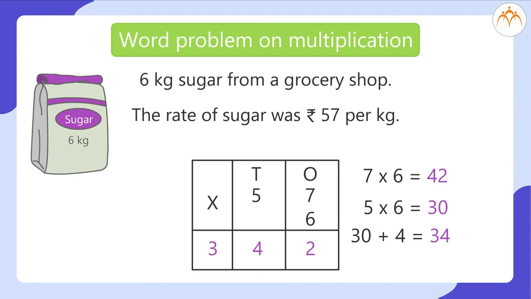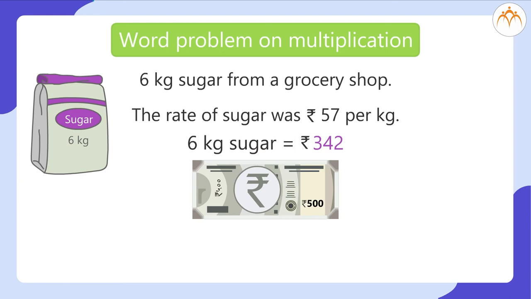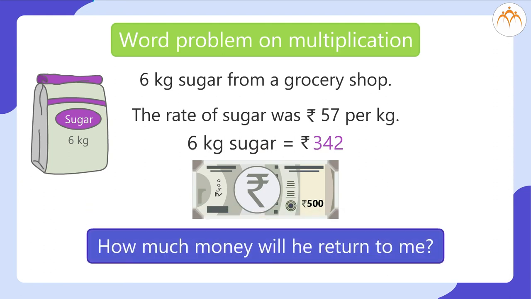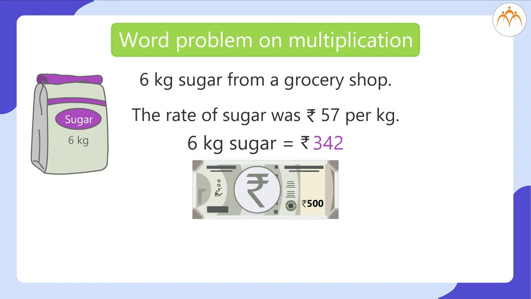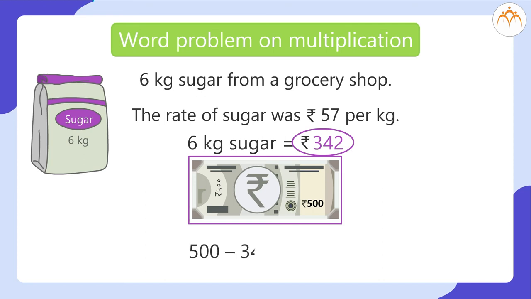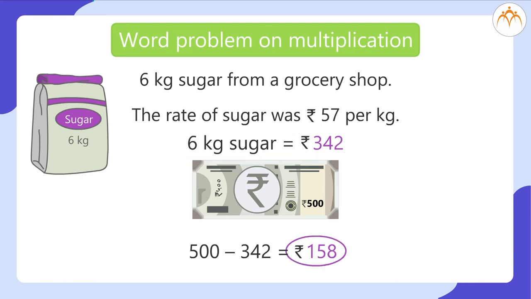Suppose I gave a 500 rupees note to the shopkeeper. Then how much money will he return to me? Now you will wonder, why will he return the money to me? See, the cost of sugar is rupees 342 and I gave him more money. So, he'll return the extra money. That means 500 minus 342 is equal to 158 rupees. So, he will return rupees 158 to me.